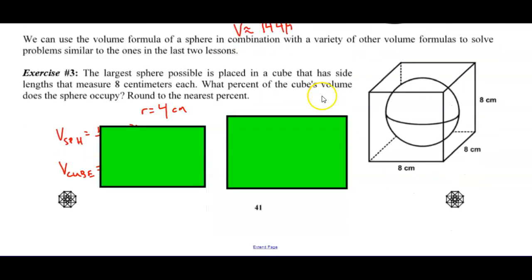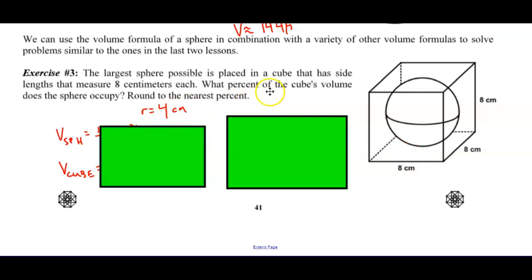Okay, so exercise 3. The largest sphere possible is placed in a cube with side lengths 8 each. So if I have a cube that's 8 by 8 by 8, and it's the largest possible sphere, that means that the sphere is touching all 6 faces from the inside. So if that's the case, then the diameter of the sphere going straight across the center must also be 8. That's why the radius of the sphere is 4.